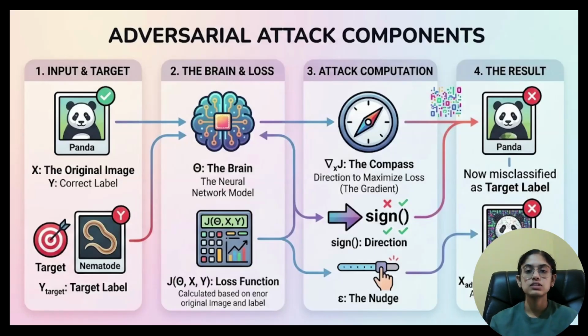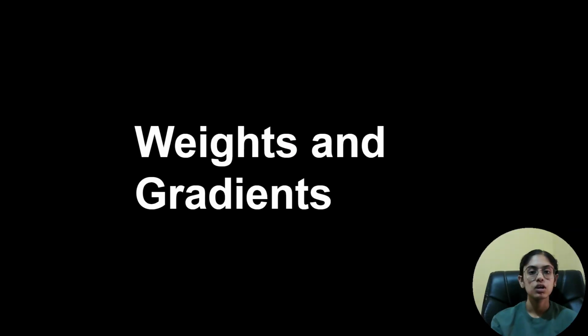Next, these are the adversarial attack components, which I have already discussed in the previous slide, but you can go through it. And I will be attaching this PPT in my channel, so you can join it.